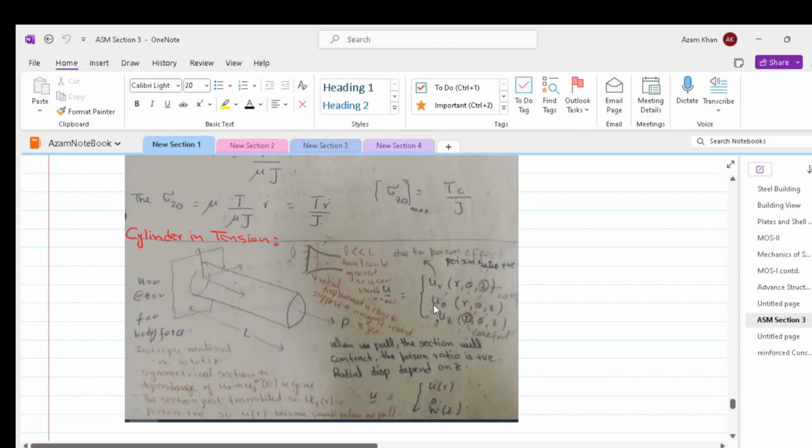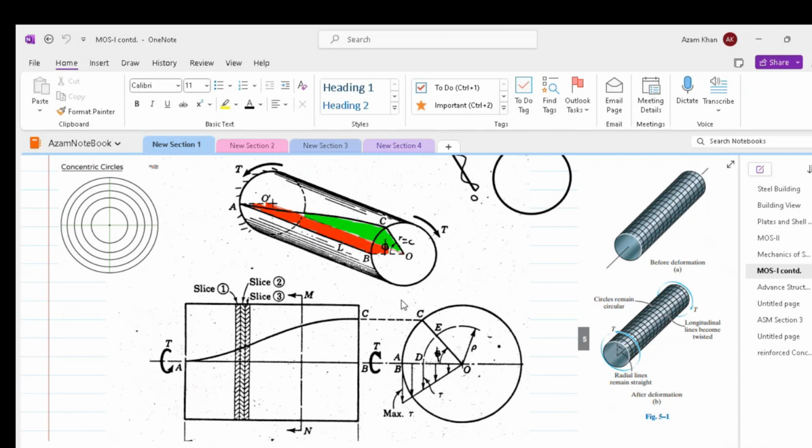The second displacement variable is U theta. U theta is a function of R, theta, and Z. In the current condition of axial load application, there is less tendency of circumferential displacement. Therefore, we assume U theta equal to 0. Finally, we have UZ, which is again a function of R, theta, and Z. Surely UZ will be dependent on the Z coordinate. So our longitudinal displacement will be varying with the Z coordinate. UZ again won't be dependent on theta or on the rotation of any cross section.